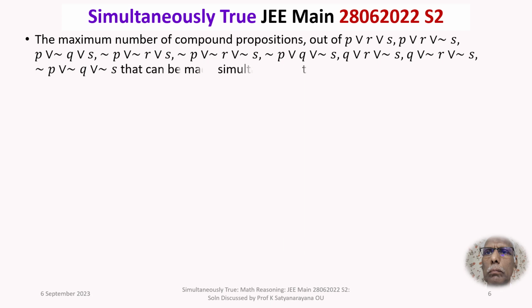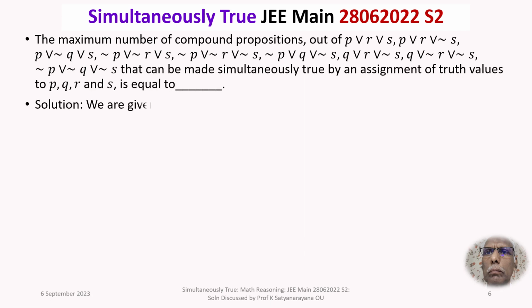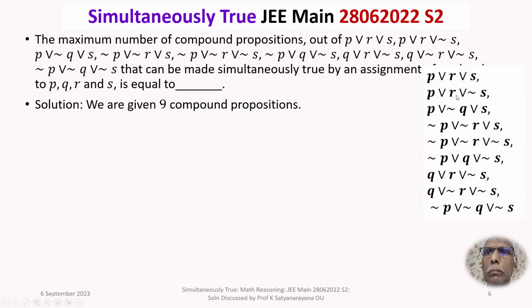Let's now discuss the solution of the problem in detail. We are given 9 compound propositions. Make an observation. In this, there are 3 compound propositions which contain S: the first one, third one, fourth one. And the remaining 6 contain negation of S. So 6 of them contain negation of S and 3 of them contain S.